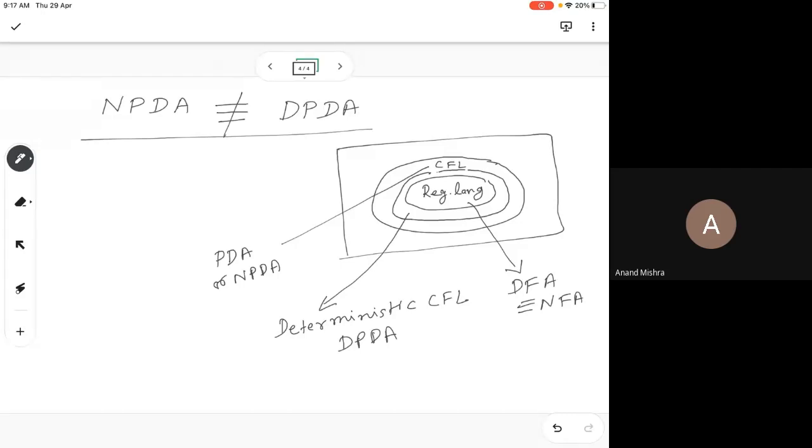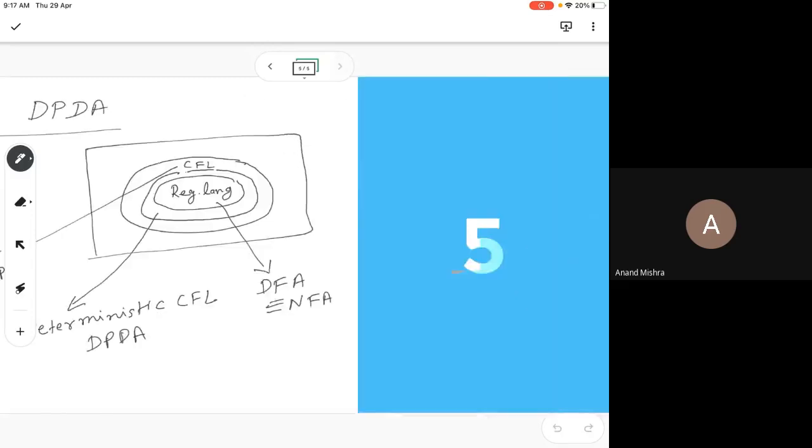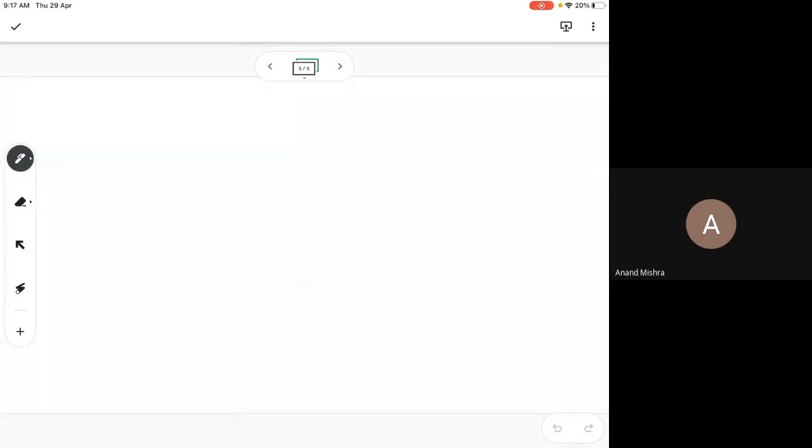So far we have seen context-free language, right? Beyond that is what we will discuss in the next class, which is called context sensitive language and type 1, type 0 languages. We'll see all those. So let's take one example which we have already done, but we repeat it so that you understand the difference between DPDA and NPDA.